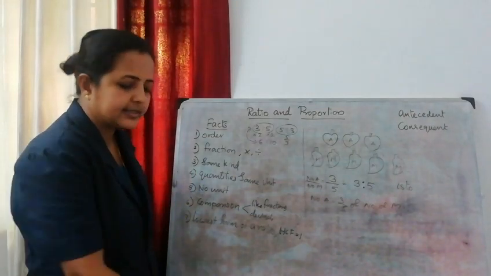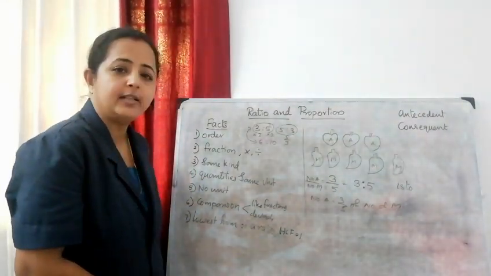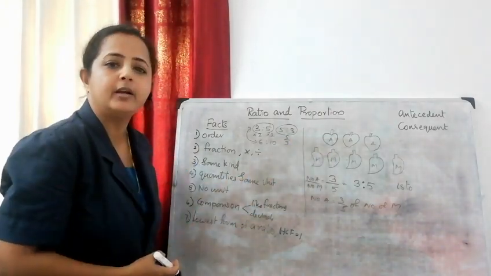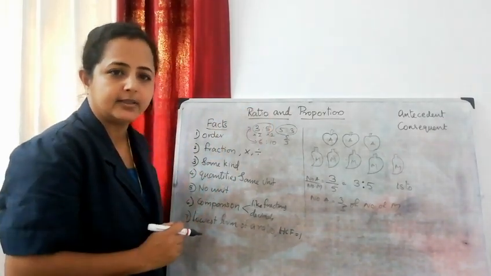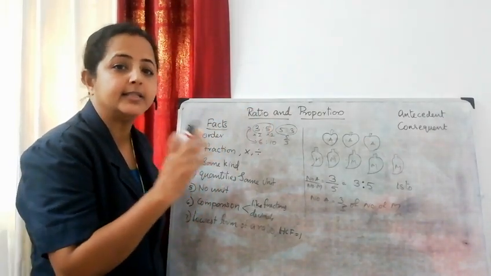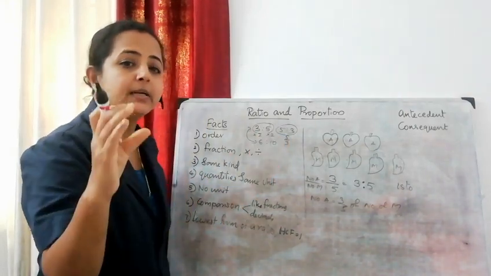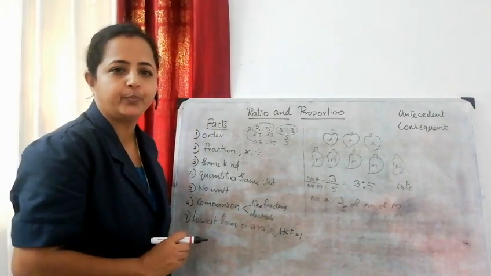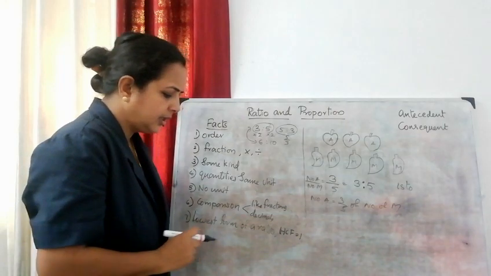Next, the third one, same kind. That means a ratio exists between quantities of the same kind. Like in the way I told, both of them should be fruits. Or one person's age and another person's height, we cannot compare age and height. If we are comparing one person's age and another person's age, you can use the ratio. Is the concept of kind clear? Yes.